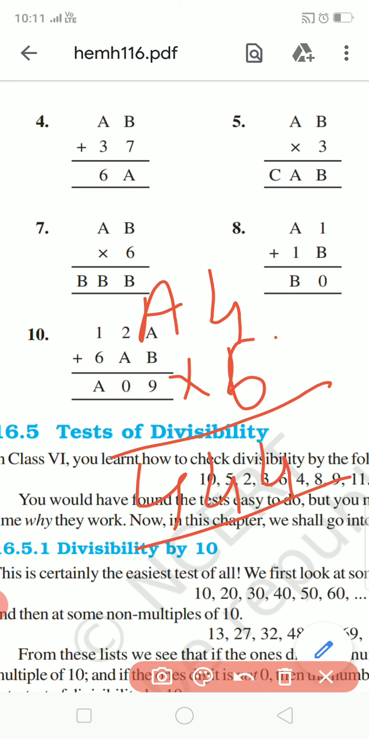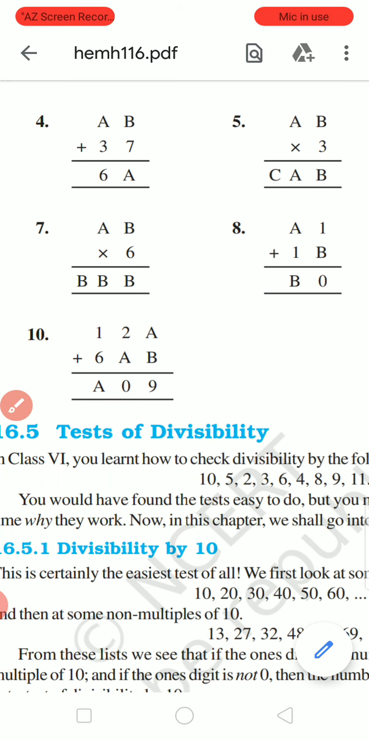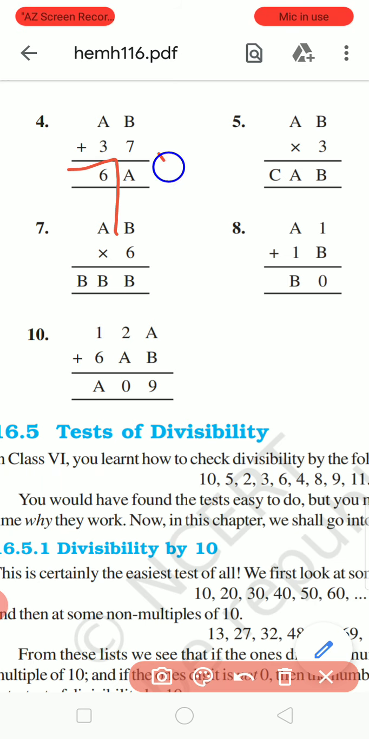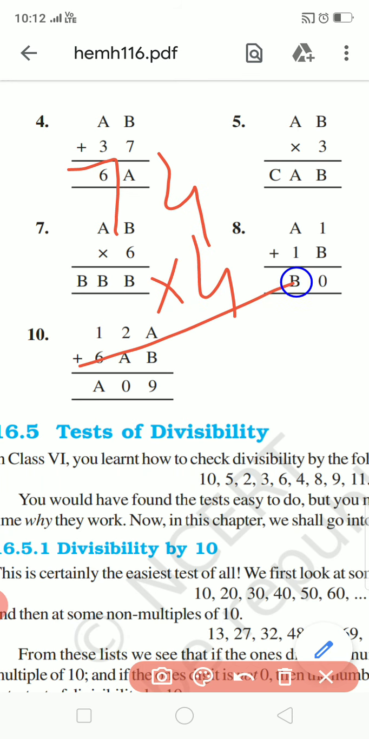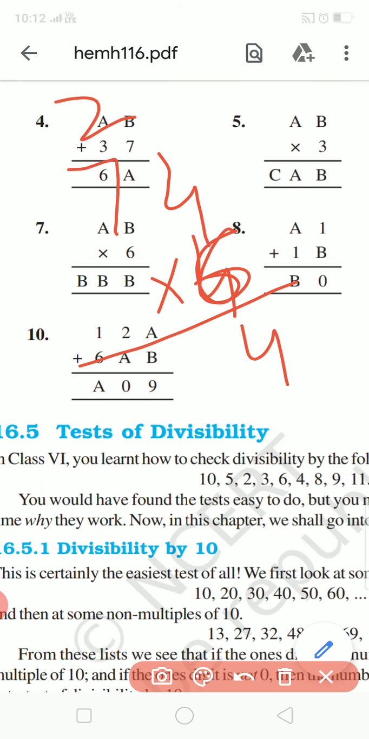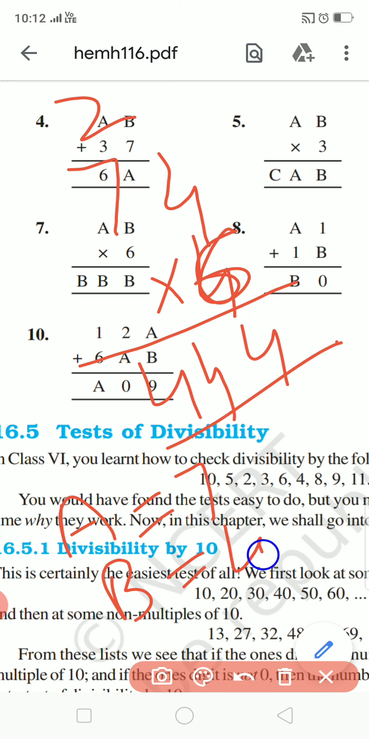So 6 4s are 24, carrying 2. So we have to imagine a number that is a multiple of 6, such that after adding 2 it is 44. So instead of A you can write 7, because 6 sevens are 42 and 2 is 44. So let me rewrite. This is 7, 4, and if you multiply it by 6, 6 4s are 24, carrying 2, 6 sevens are 42 and 2 is 44. So the value of A is 7, the value of B is 4.